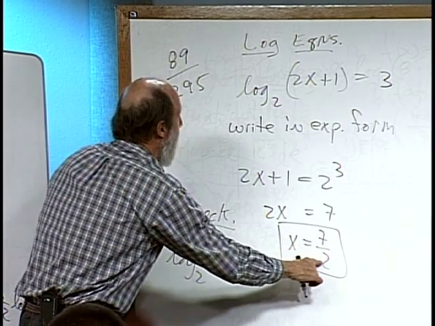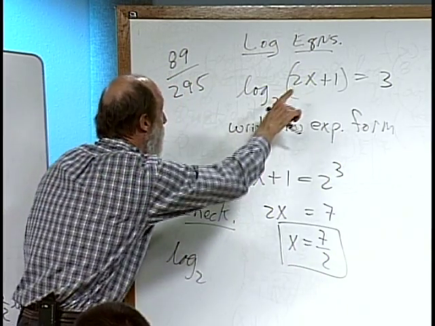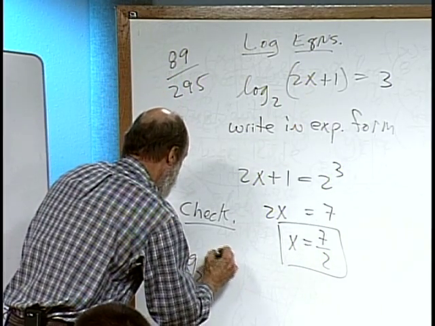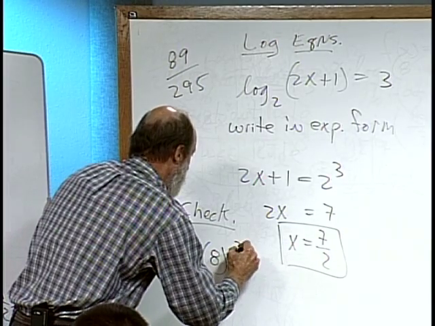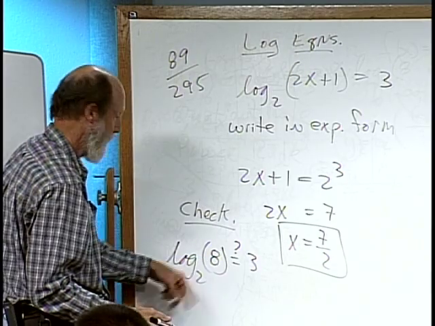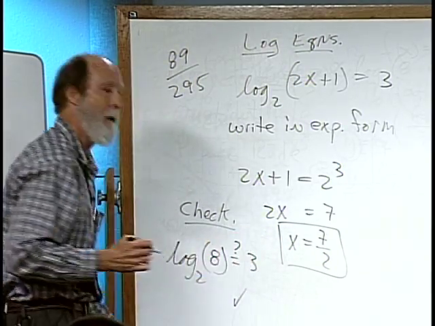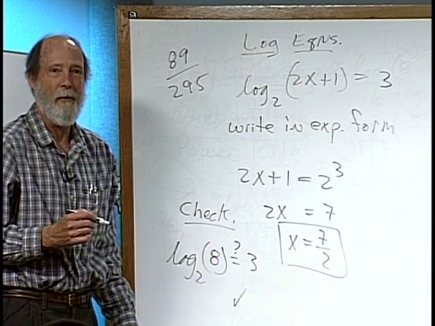If you put 7 halves in there, that becomes 7, doesn't it? 7 plus 1 is 8, so the log base 2 of 8, is that equal to 3? What's the exponent of 2 that gives you 8? Yeah, 3 equals 3. Checks. That simple.